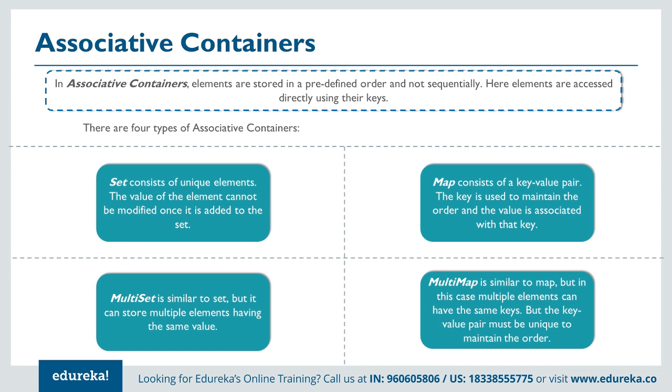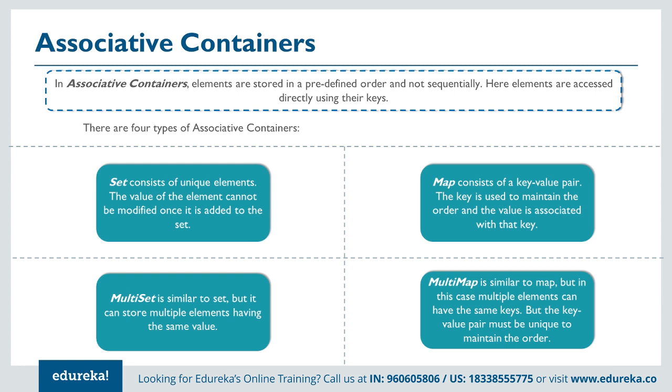So basically there are four types here. We have set. Set consists of unique elements. So basically if you think of a set as a set of numbers, it will store only unique numbers. There are no duplicates allowed in a set. So therefore it is called unique elements. The value of elements cannot be modified once it is added to a set. So once you have put in a value, you cannot just go about changing the value of that particular entry within a set. Then we have multiset. Multiset is a set, but it can store multiple elements having the same value. So going a step forward, multiset is an enhanced set, you might call it, wherein you can have multiple elements having the same value.